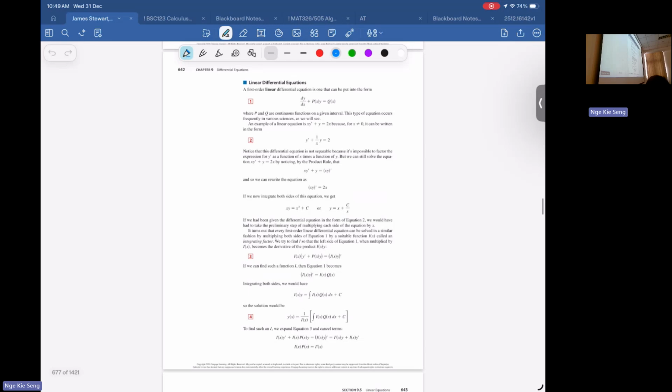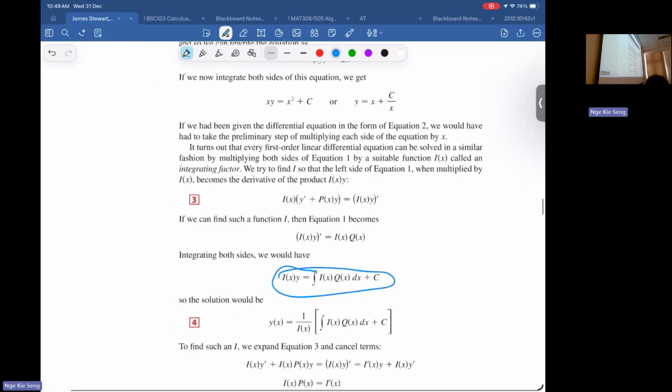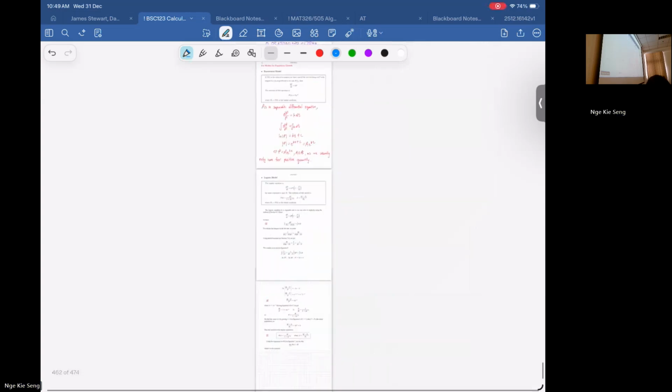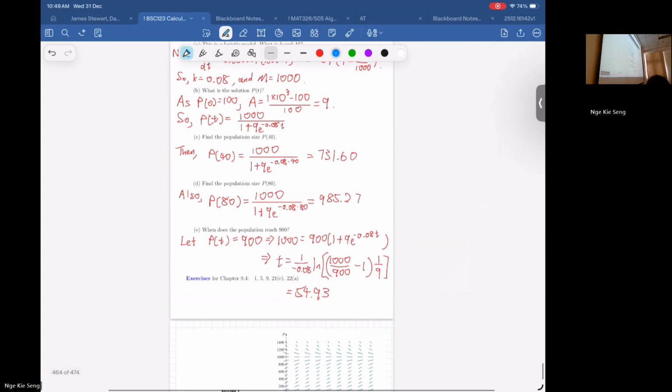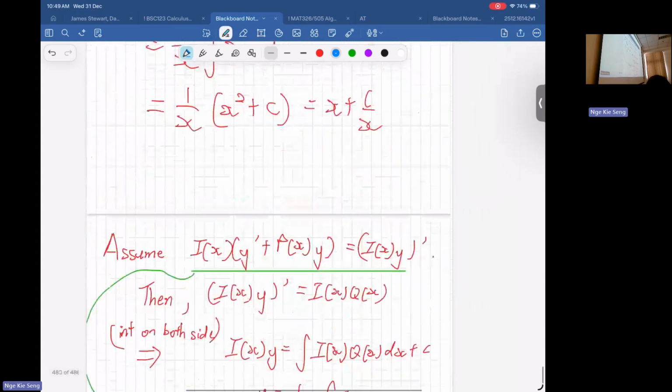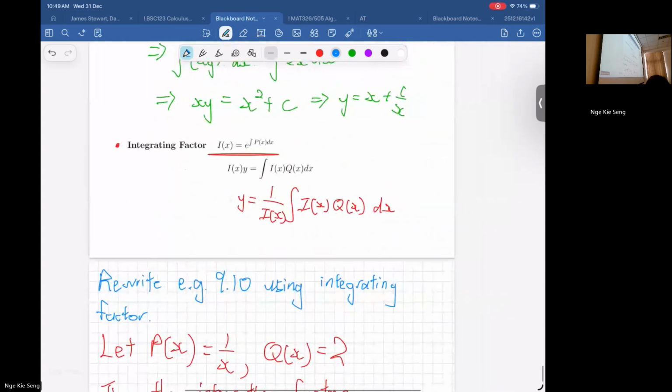Oh, I think we missed something from our formula, right? Let me check. Did we miss something from our formula? Oh, I think we are missing something in this formula. Okay, I think it's better to plus a C here, so that here you actually get a C over 1 over x.